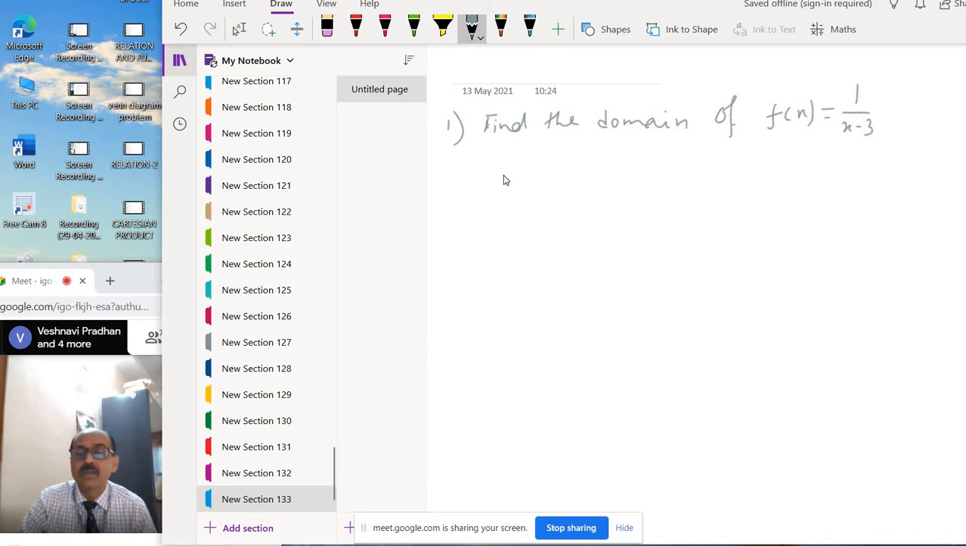For what value of x does x minus 3 become 0? Tell me. For what value of x?